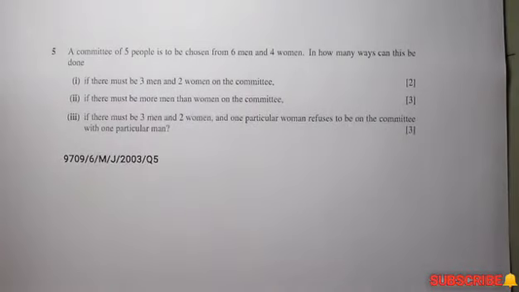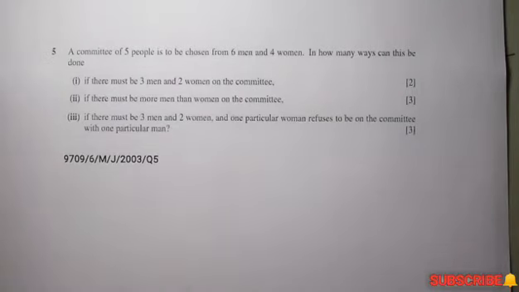In the previous 2 questions that we did earlier, we put our emphasis on the permutation part, right? So I have now extracted another question from May/June 2003, Paper 6, Question 5. In this question, we are going to go deeper with the combination part. I hope you are following class. It reads: a committee of 5 people is to be chosen from 6 men and 4 women.